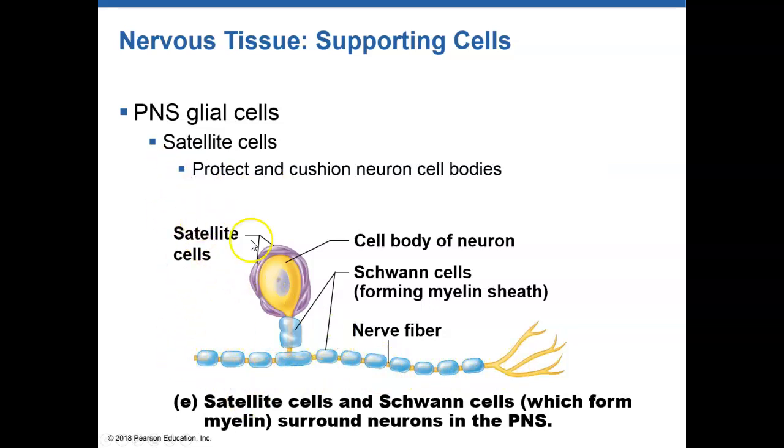And then we have our satellite cells. The satellite cells surround the cell body, and their main job is to protect and maintain the chemical environment of the PNS neurons.